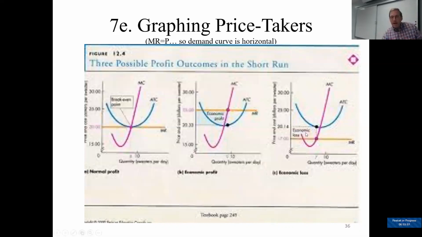I'm not going to belabor the last one. The last one is the opposite situation, where you have average total cost that is higher than your sales price. That means that you're losing money in economic terms, you're running an economic loss.